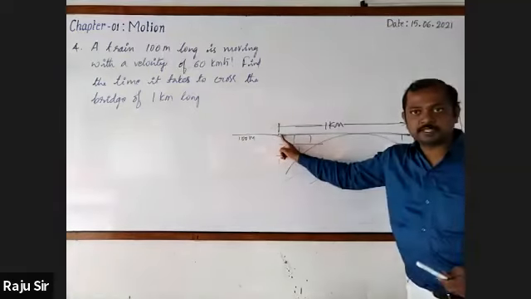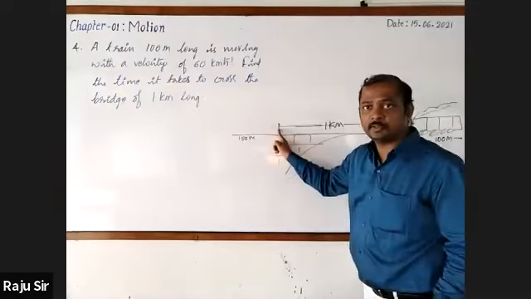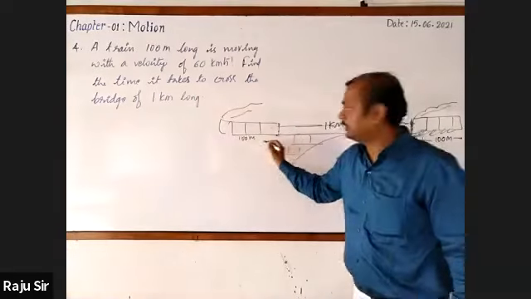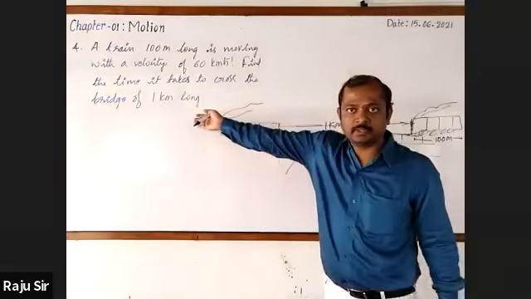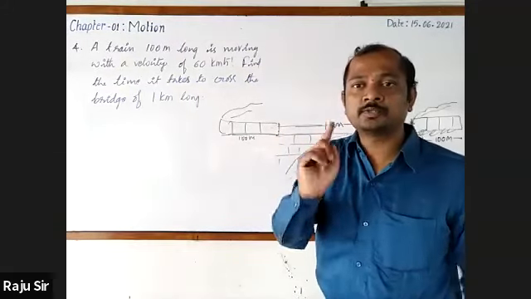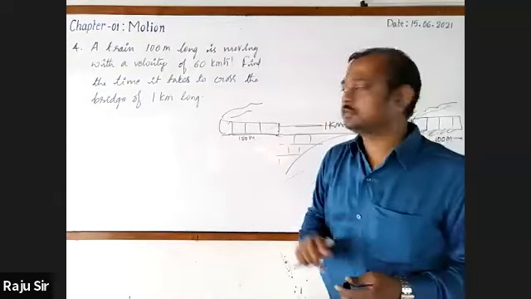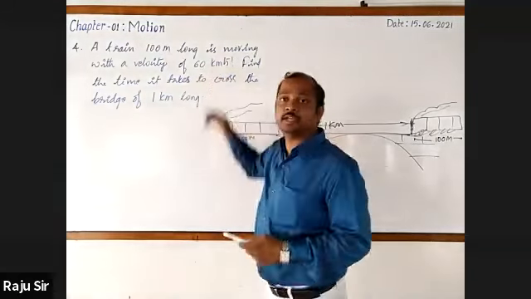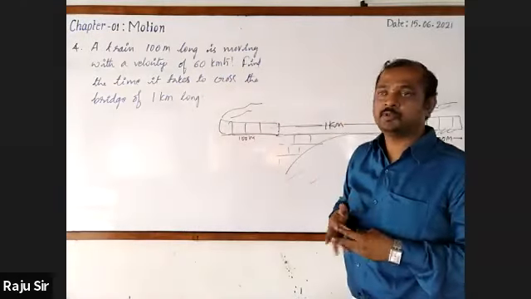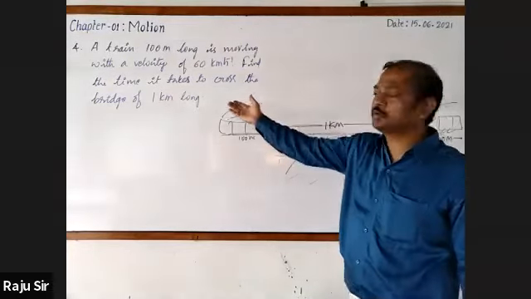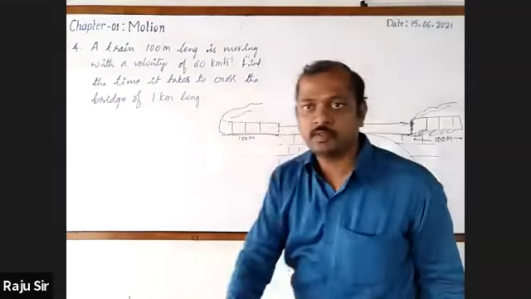Total length of the bridge is 1 kilometer. Its last compartment has to come here. Then here, it has to move 100 meter more. So 1 kilometer plus 100, it is 1100 meter. This is the total distance. Next, it is moving with a speed of 60 kilometer per hour. So speed is known and the distance covered is also known. Then you can go for finding the time. Let us find out.